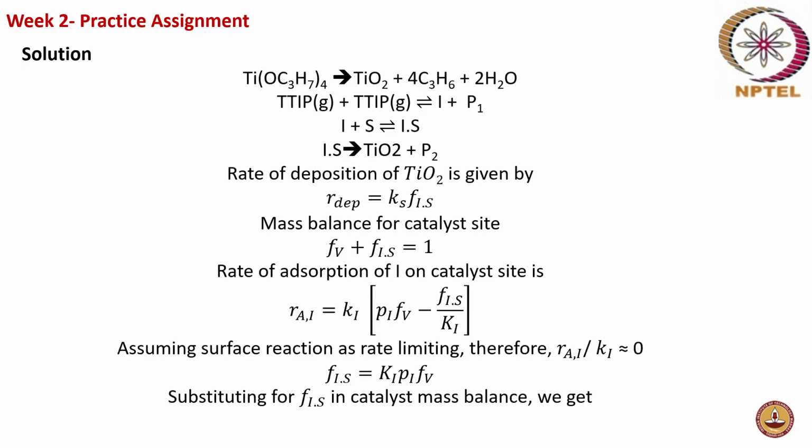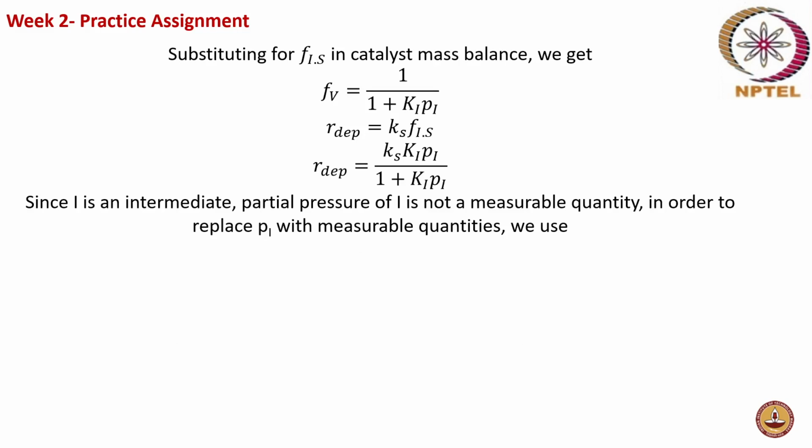I'll go back to the set of reaction mechanism. What can be used to convert this non-measurable partial pressure of I to some other measurable parameter? Which one should we use? The second reaction, TTIP plus TTIP gives rise to I plus P1. Yes, it is the gas phase reaction where TTIP gets converted to this intermediate, and P1 can be used for converting this non-measurable partial pressure of I to measurable quantities, the partial pressures of P1 and TTIP.